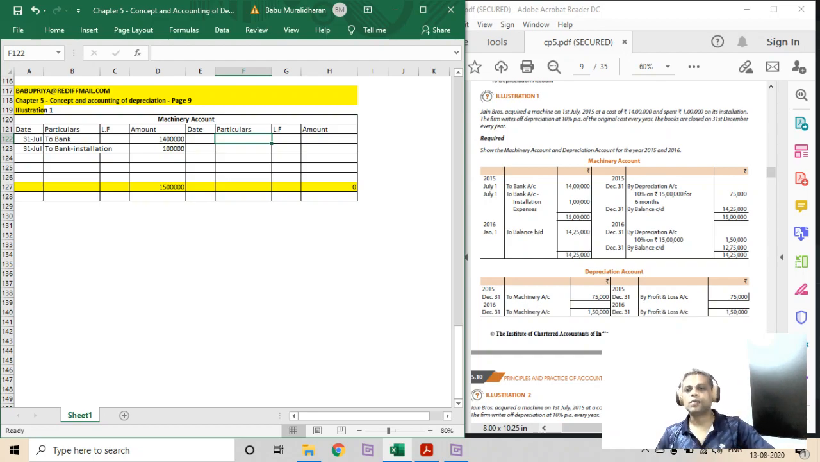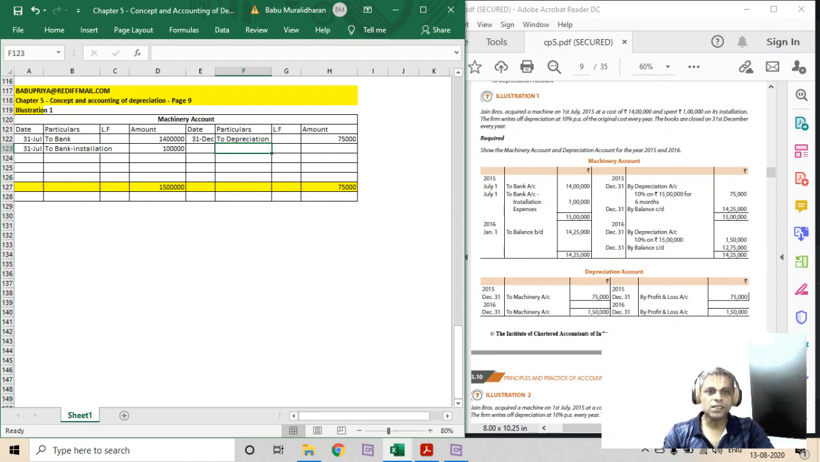And the depreciation is at 10% per annum of the original cost. So depreciation for year 1, I'm putting 31st December, depreciation. This is for 15 lakhs into 10% into 6 by 12, because it is only for 6 months, since the machinery is acquired on 1st July. So it's July, August, September, October, November, and December. It's only for 6 months that the depreciation has to be charged. Total depreciation for the year is 75,000 rupees.